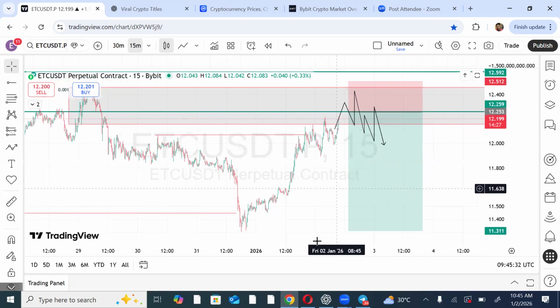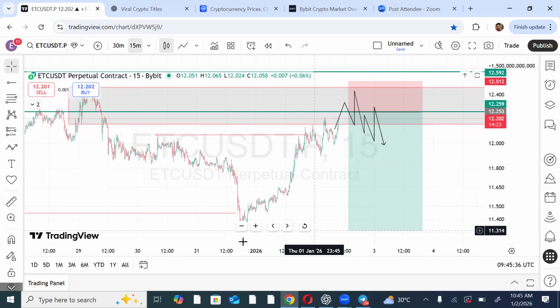This is one of the ways that I actually look for coins that I can trade profitably in the crypto market every now and then.